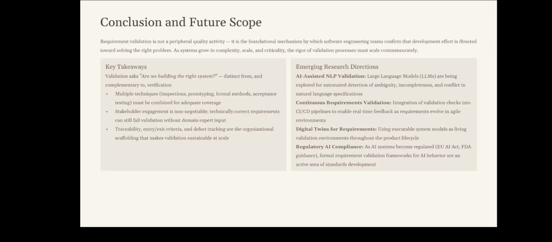Now, conclusion and future scope. To conclude, requirement validation is a critical step in ensuring that software systems meet user expectations. It helps teams avoid building the wrong system and reduce costly errors. Looking at the future, technologies like AI and machine learning are being used to automate the validation process. Continuous validation in agile and DevOps environments is also becoming more common. So, requirement validation will continue to evolve as systems become more complex.